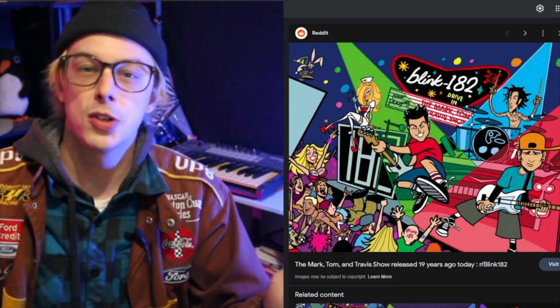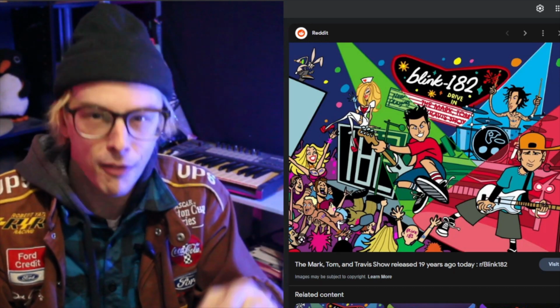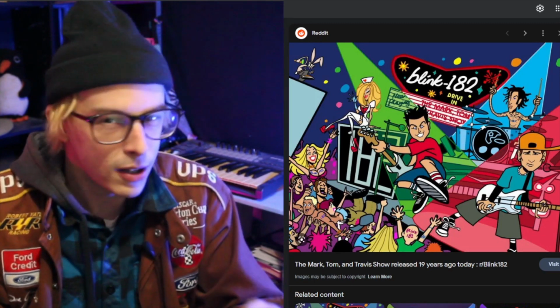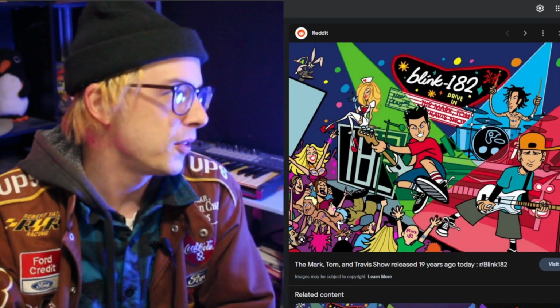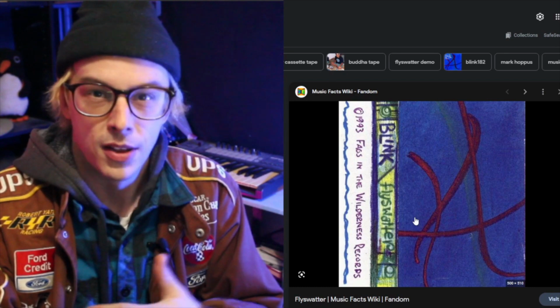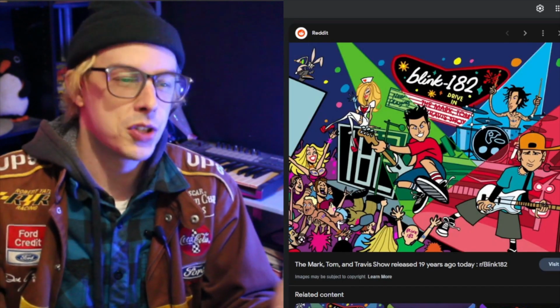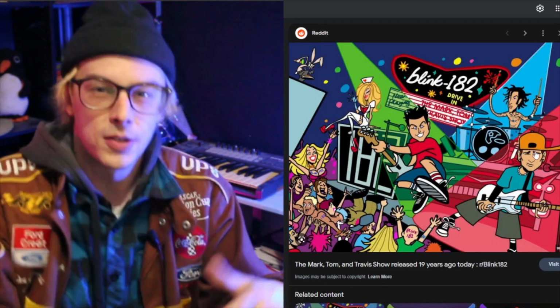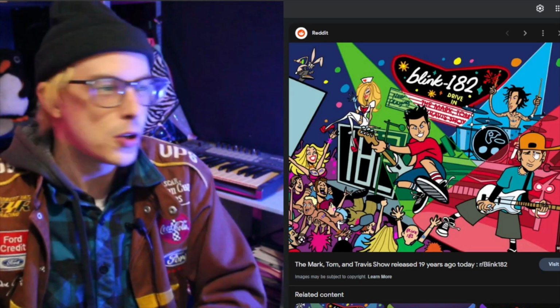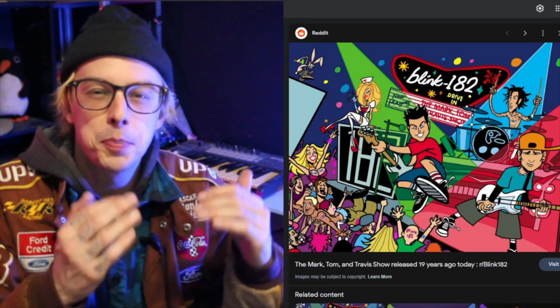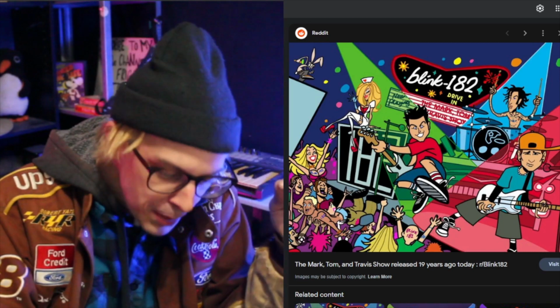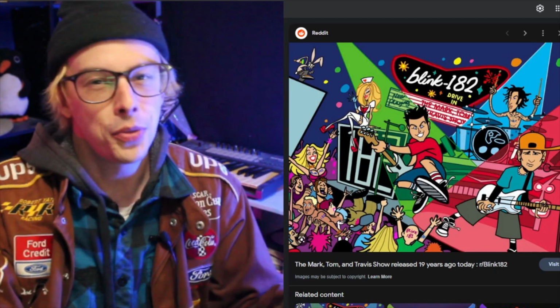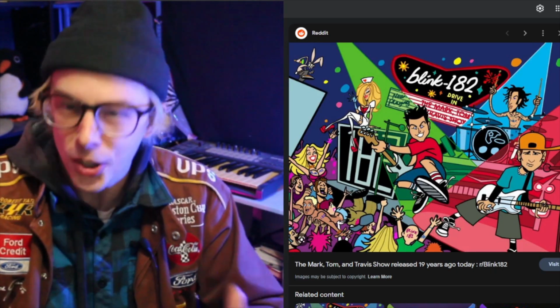But this record also makes it clear that the first letter of the album title isn't necessarily the letter we're looking for. Because with Fly Swatter, the A is just the album art, and with the Mark, Tom, and Travis show, the F is kind of hidden. So now is this like an ARG? Are we finding clues and is there a bigger picture here? But this is Blink-182. They're not really a cerebral, high art band. So I don't think that they're partaking in long-term storytelling.